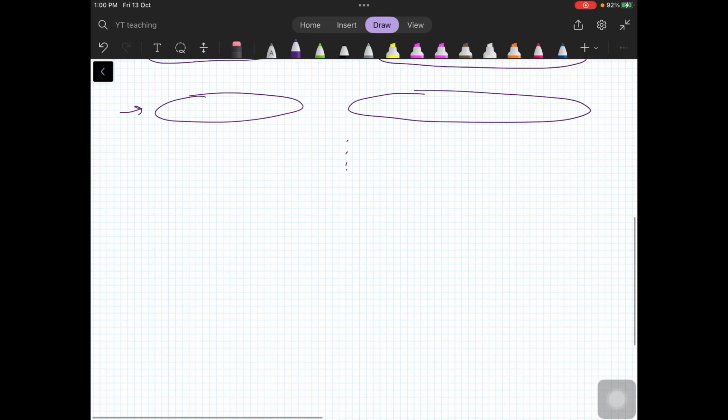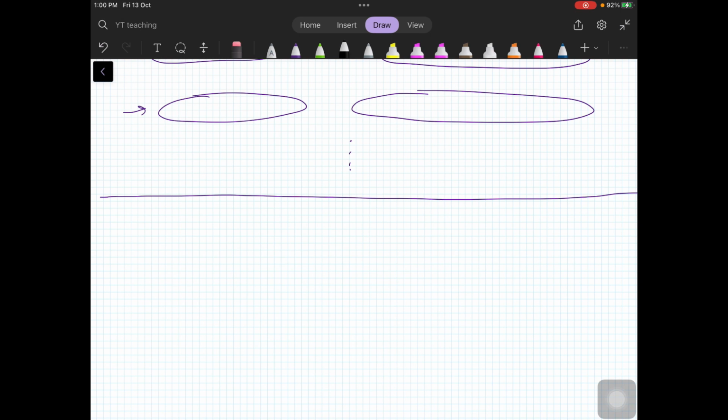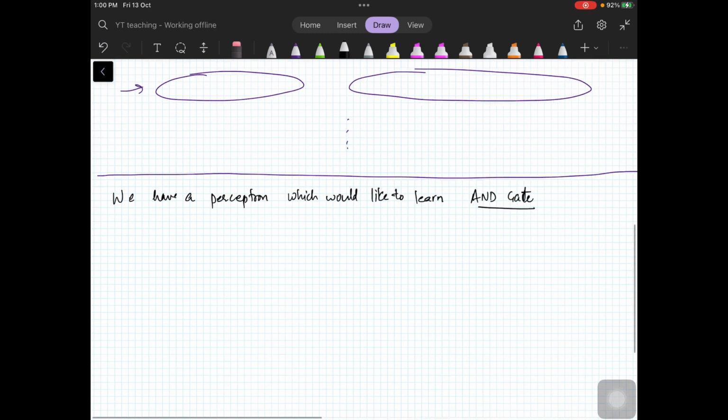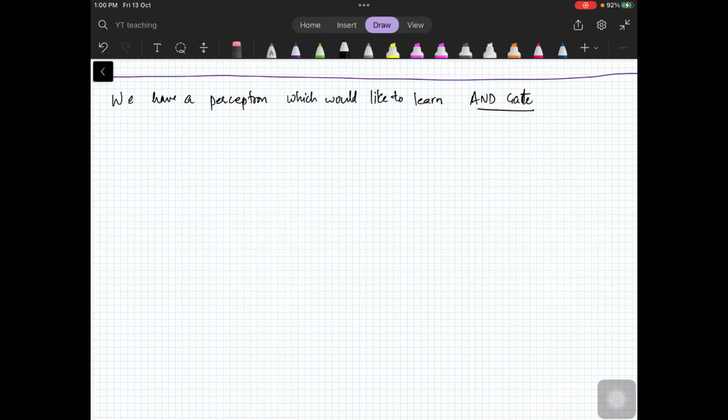Let us take one example and learn how we actually train a perceptron. Let us see that we have a perceptron which would like to learn an AND gate. So what is an AND gate? We know that there are two inputs, say 1 1, 1 0. Let us just start with 0 0. The output is 0. This is our output.